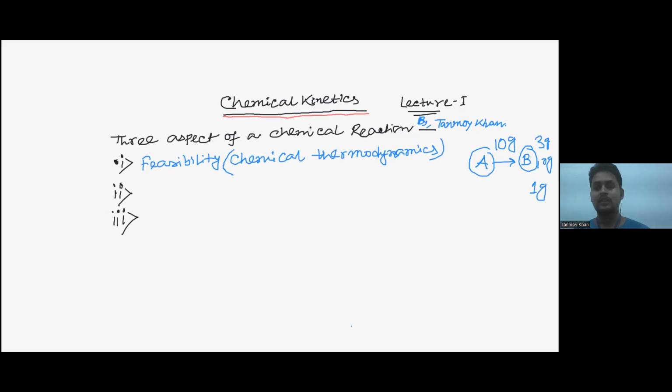So how much extent a reaction will go is very, very important. That is called the extent of reaction, and that mainly comes from equilibrium.